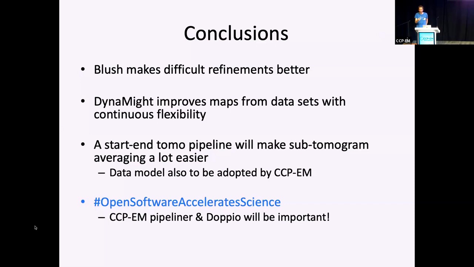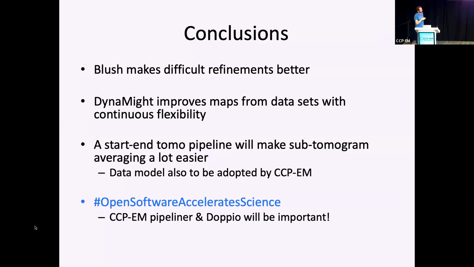DynaMight improves your map from data sets with continuous heterogeneity. And we warn you against certain things. It's important to do this gold standard separation also if you use these neural networks, and there is scope for overfitting and model bias in these methods too. So we have to be careful moving forward. To what extent are we going to use our prior knowledge?